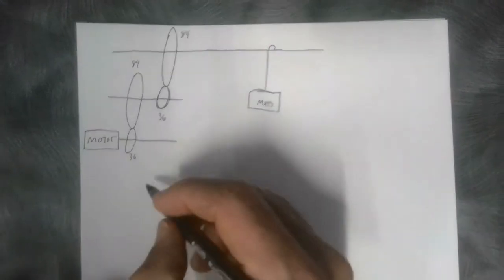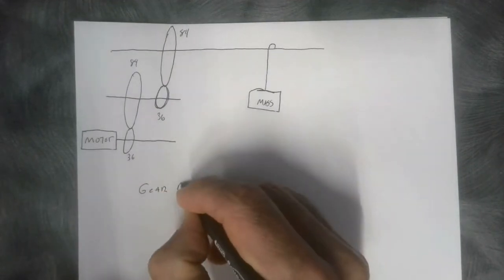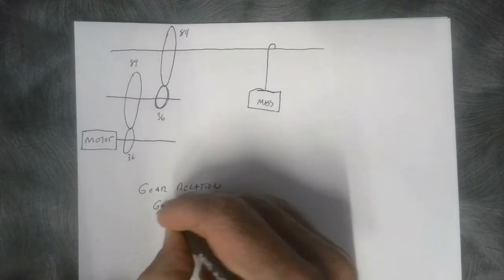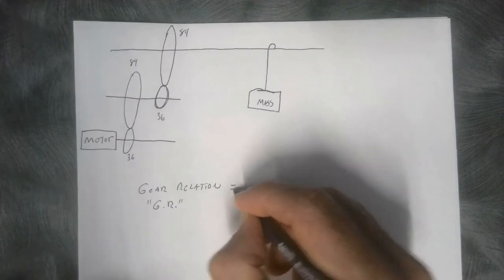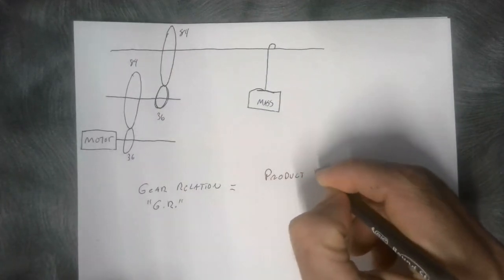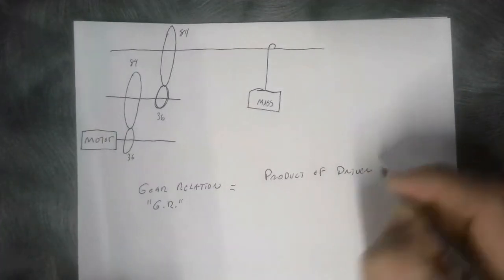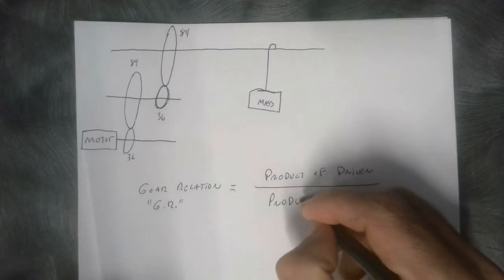Okay, so here's our picture. And if we're solving for our gear relation, which we'll just call GR going forward, it's going to be the product of the driven gears divided by the product of the driver gears.